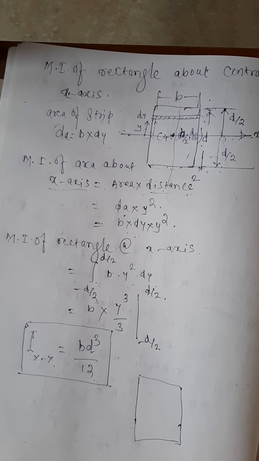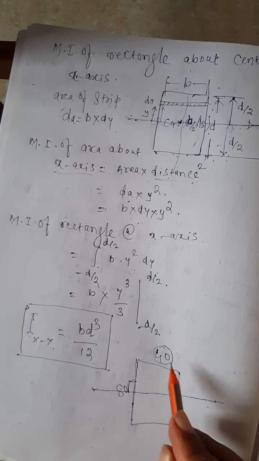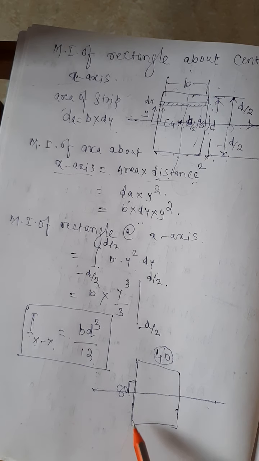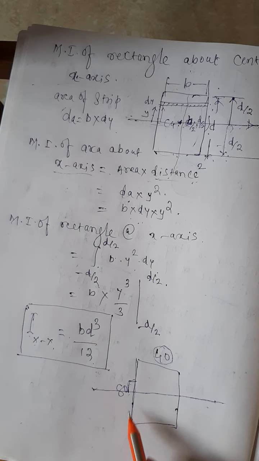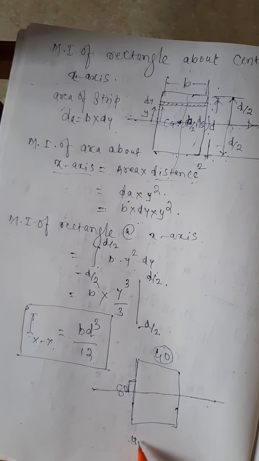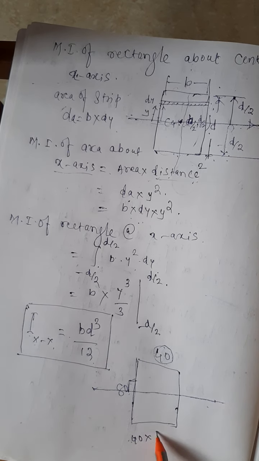The moment of inertia about this line: one dimension is perpendicular to it, and you take the cube of it, and the other dimension is parallel to it, and you take it one time. Therefore, instead of BD cube by 12, you can write the parallel dimension 40 and the perpendicular dimension 80 cube divided by 12, which is the moment of inertia of this figure about XX.